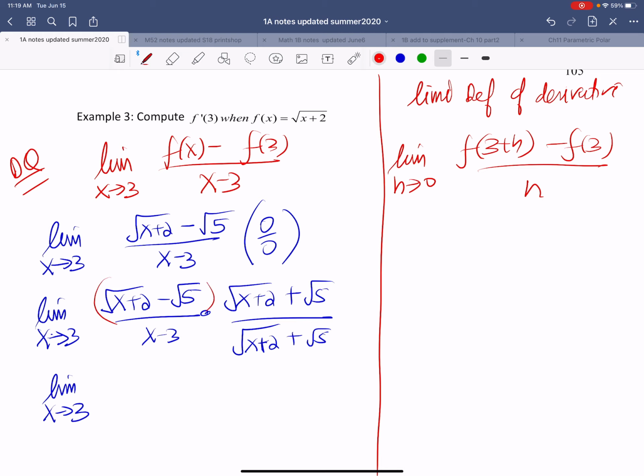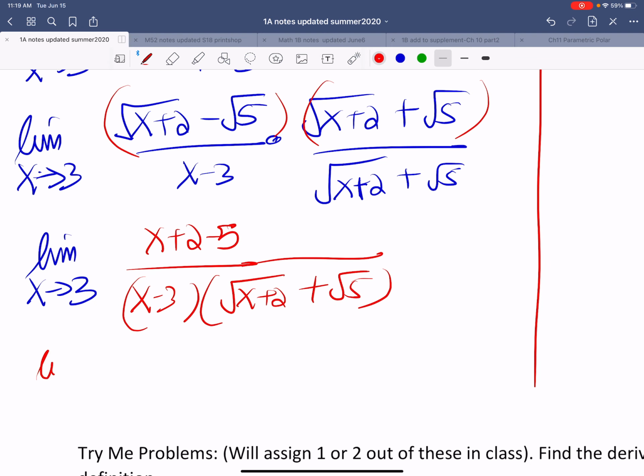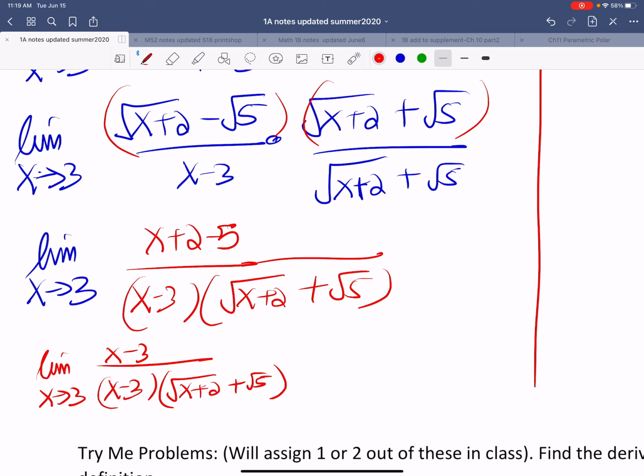When I FOIL, the numerator leaves me with x plus 2 minus 5 over x minus 3 times square root of x plus 2 plus root 5. Okay, close to being done. Limit x approaches 3, x minus 3 over x minus 3 times square root of x plus 2 plus root 5.